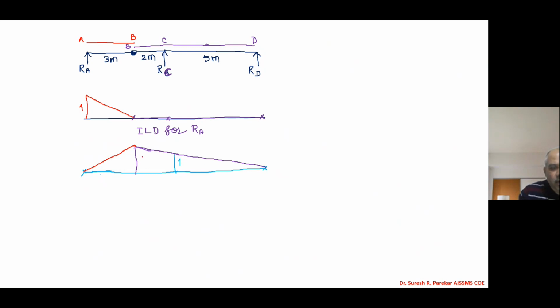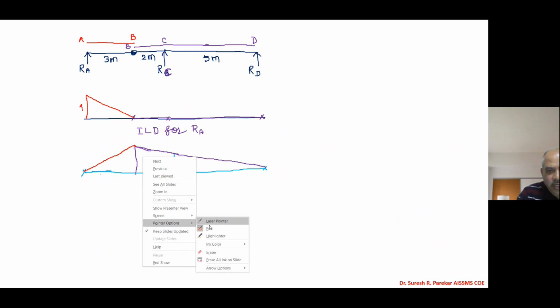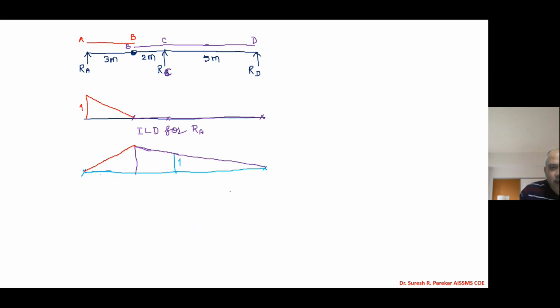Now what will be this value? This value we can find. You can see this distance is 5 meters, and this distance is 2 meters. If I say this as y, then we have this distance as 7 meters. So now we have y upon 7 equal to 1 by 5, and from this we get y equal to 7 by 5, that is 1.4. So you can see this is the ILD for RC.